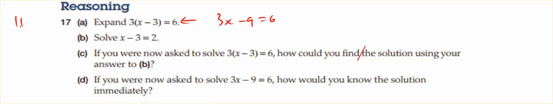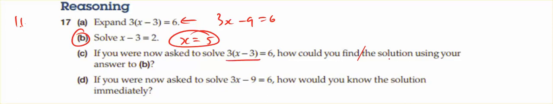And then part B, we're asked to solve x minus 3 equals 2, which we know when we add 3 to both sides, we get x equals 5. That's my solution. Now, it says if you were to be asked to solve this equation, how would you find the solutions using the answer in part B?